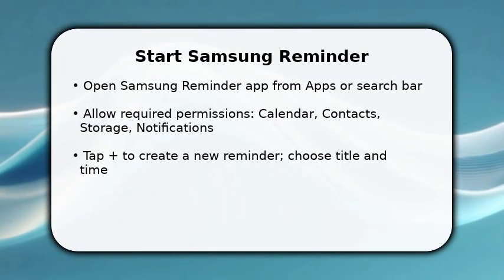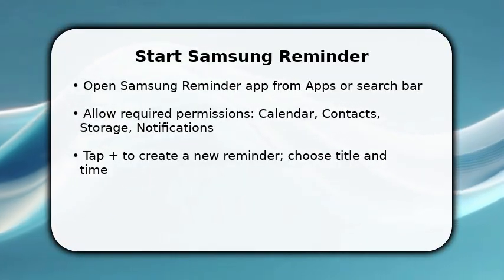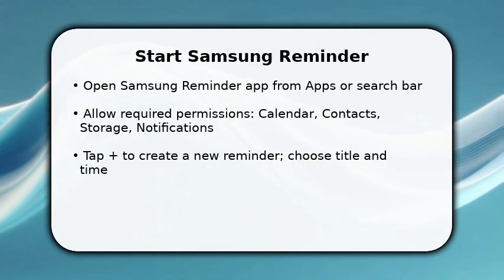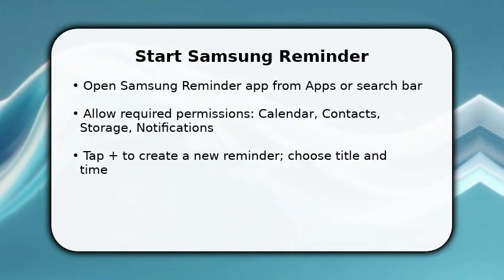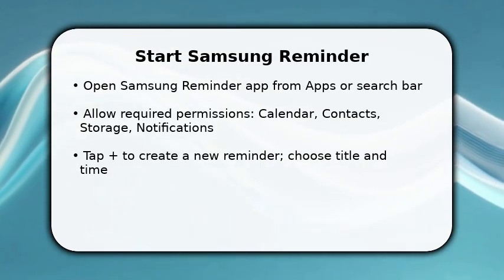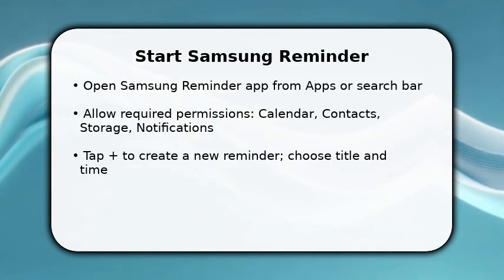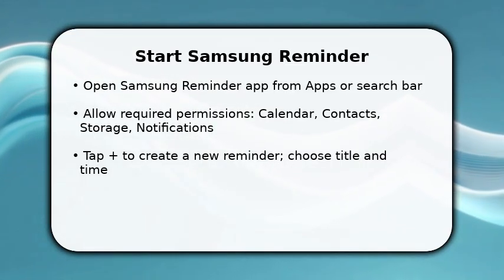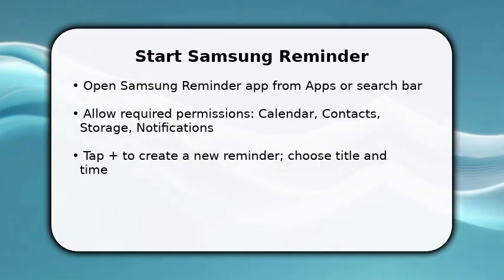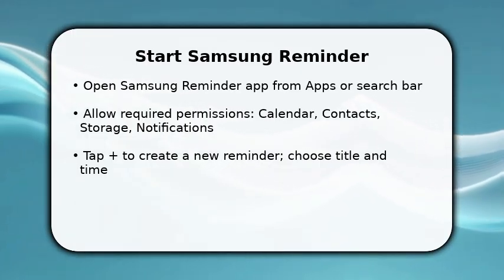You start by opening Samsung Reminder and granting permissions so reminders sync and notify properly. Once done, tap the plus button to create a new reminder. Enter a concise title and pick date and time. Make sure the notification toggle is on. If you want a location or contact link, add it now to attach context.